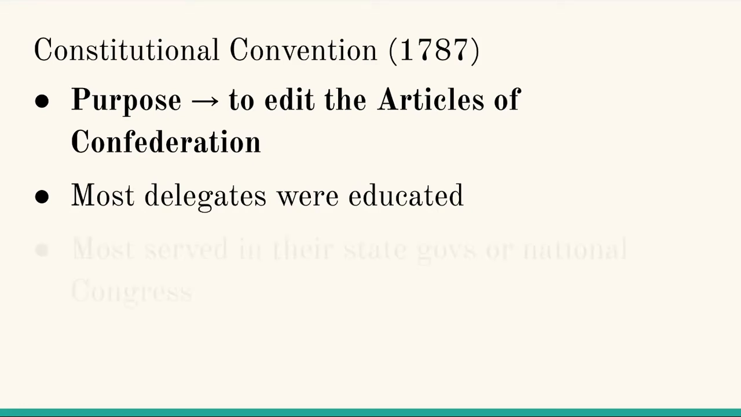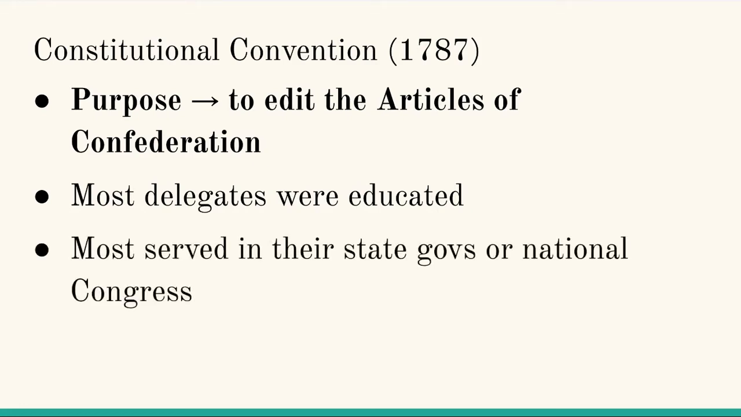Most of the delegates at the convention had served their state government or the national government in some way. So they'd served either at their own state level Congress or something like a Congress. Not every state had an official Congress, some called it something a little bit different. Or they'd been a delegate at one point to the national level Congress that was created under the Articles of Confederation.